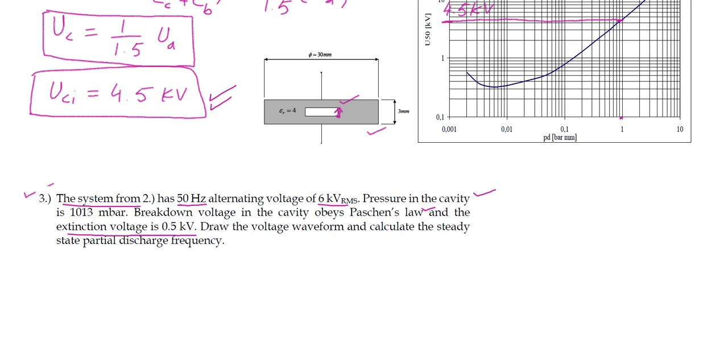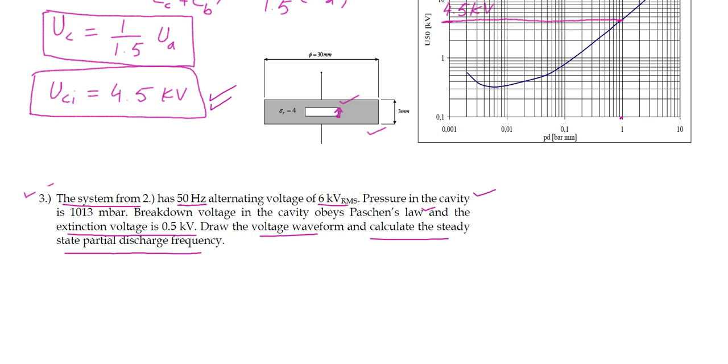Now we need to draw the voltage waveform and calculate the steady state partial discharge frequency. Partial discharge frequency means how many partial discharge pulses occur in 1 second. So first, we will find how many partial discharge pulses occur in one cycle. Then we will multiply it with the frequency of our power supply. That's how we will get the frequency of partial discharge pulses.